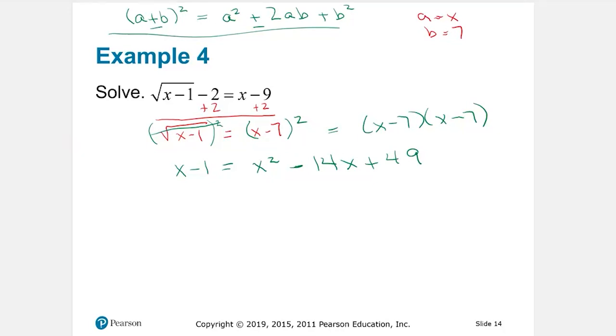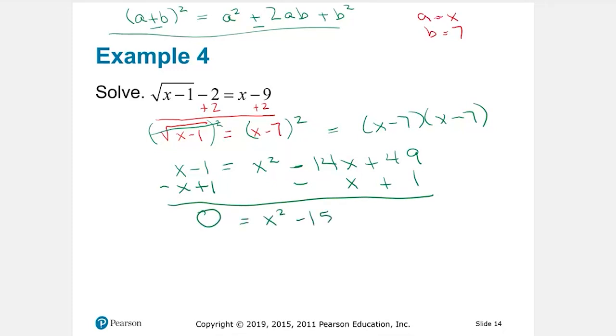Okay, and then again, I have to make this equal to 0, so I'm going to subtract x and add 1 to both sides, minus x plus 1. And here I get 0 equals x squared minus 15x plus 50. And now 50, well, a factor pair that should work is 5 and 10 because 5 and 10 make 15. So I have my two values, 5 and 10.